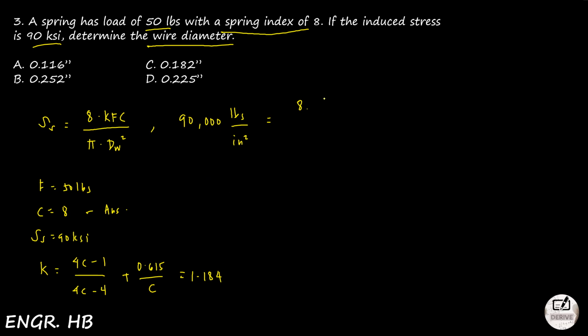So, okay. We have this K that is equivalent to 1.184. So, our force is the 50 pounds. Ayan. And yung C natin is 8. So, that was dimensionless or unitless. And pi dw squared. Ibig sabihin, we may cancel these pounds, and d squared is equal to inches squared. So, square root. Our expected answer should be in inches. So, perfect. The choices in inches. So, our wire diameter is 8 times K times 50 times 8 divided by pi divided by 90,000.